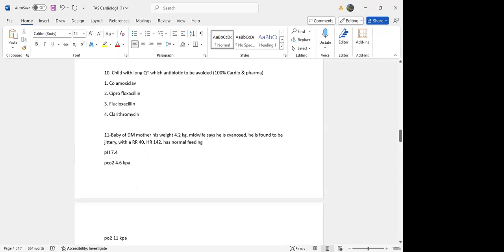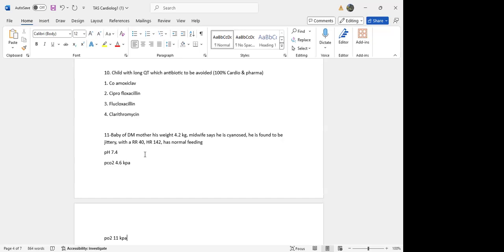Baby of a diabetic mother, weight 4.2 kg. The midwife says he is cyanosed and he is found to be jittery. Respiratory rate is okay, 40. Heart rate is also okay. The child is also feeding normally. So here there is a diabetic mother, the baby's weight is 4.2, the midwife thinks he looks cyanosed and jittery. You ran ABGs.